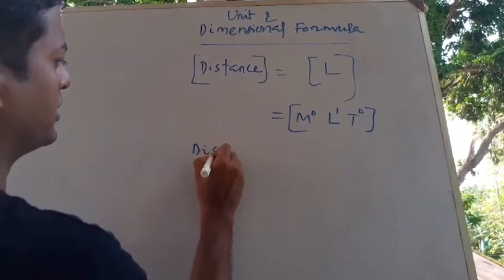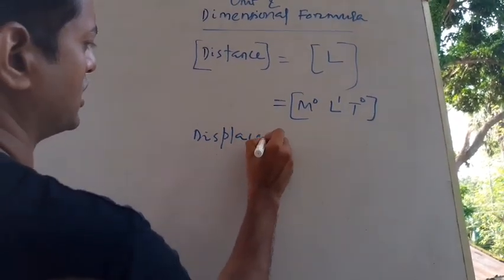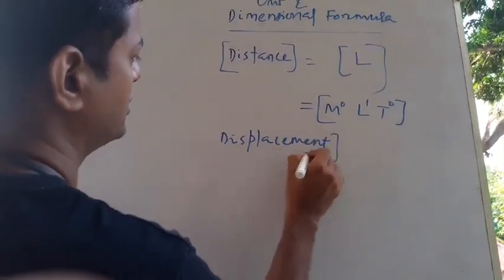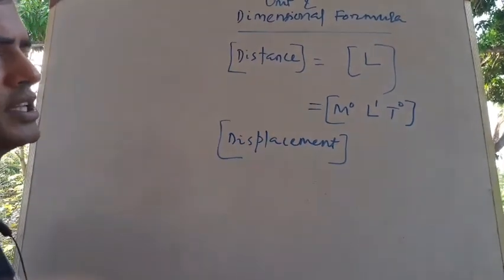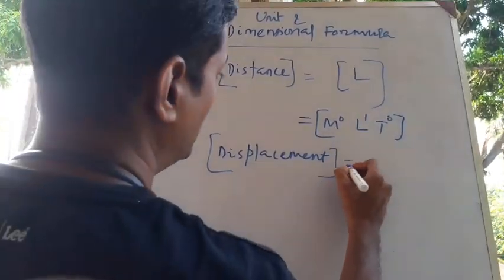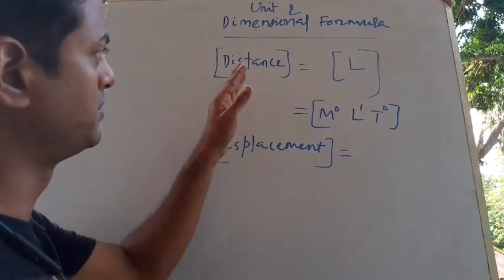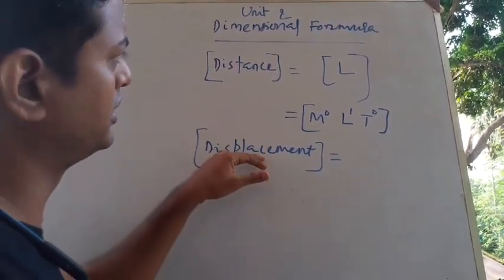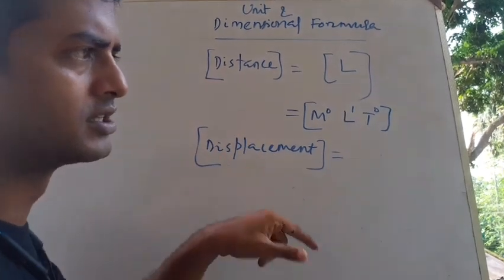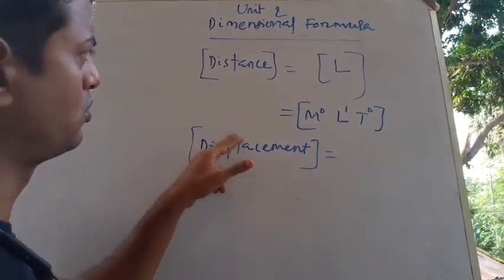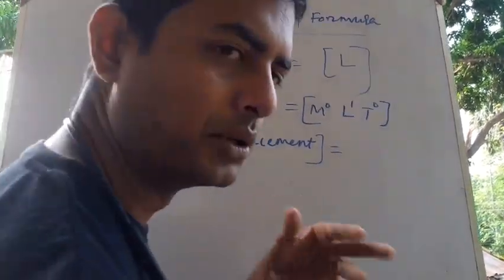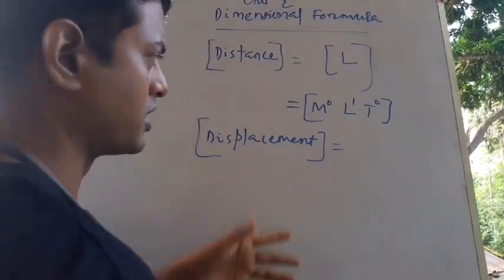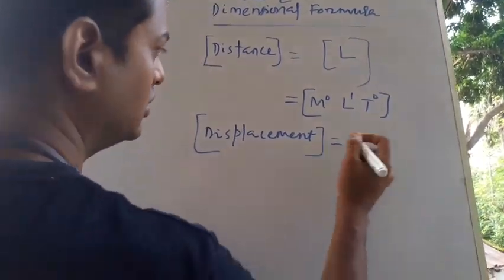Now displacement. Displacement is defined as the shortest distance between 2 points. So the dimensional formula of displacement and distance are the same, units are the same. The only difference between distance and displacement is that displacement is a vector quantity, whereas distance is a scalar quantity. You can watch my vector videos to understand all these things I have discussed already.